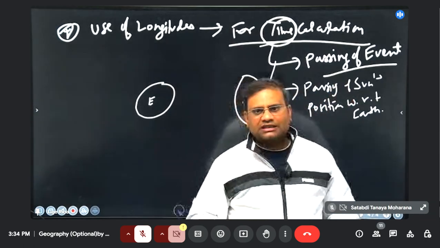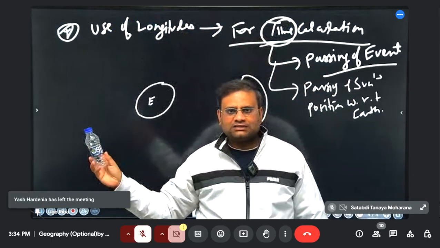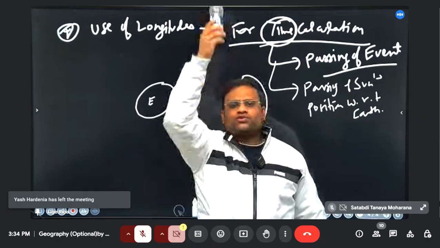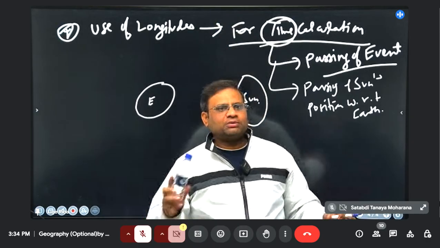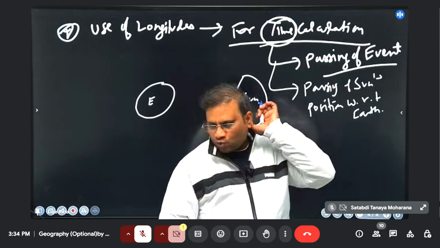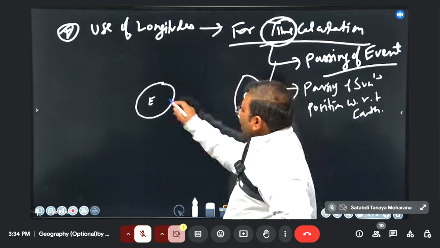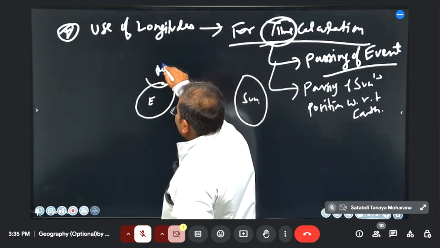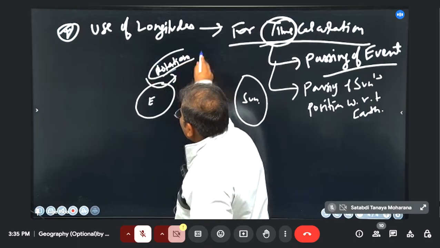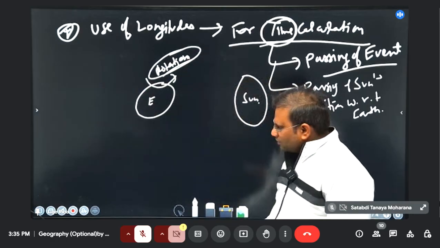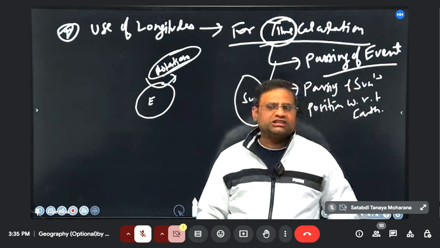The same is the reason that the sun appears in the sky at different angles. Sometimes the sun is overhead, vertical, and sometimes the sun is not visible because you are on the opposite side. So why is the sun changing its position? The answer is the rotation of the earth. We will come to this rotation in detail, but the earth's rotation is responsible for the change in the sun's apparent position.